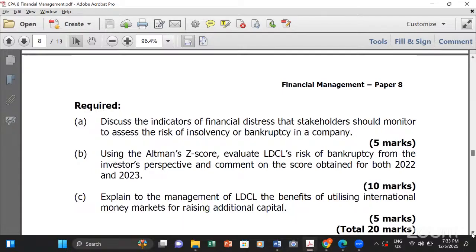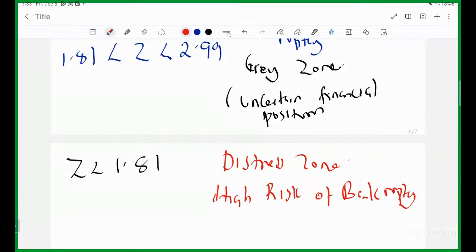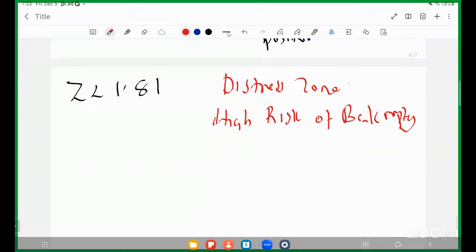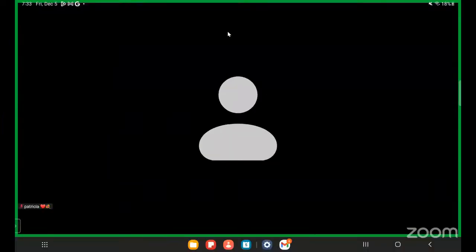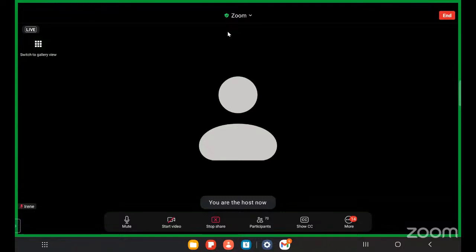If I'm reading and I see financial distress, and when I read the scenario it's about bankruptcy, and I have studied this, I already know that this guy wants me to use this score to analyze this. So, using Altman's Z score, evaluate the risk of bankruptcy. This is not hard. What do you do first? What do you think we're going to do first?